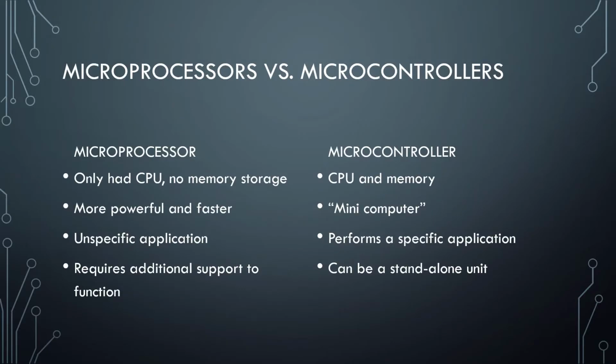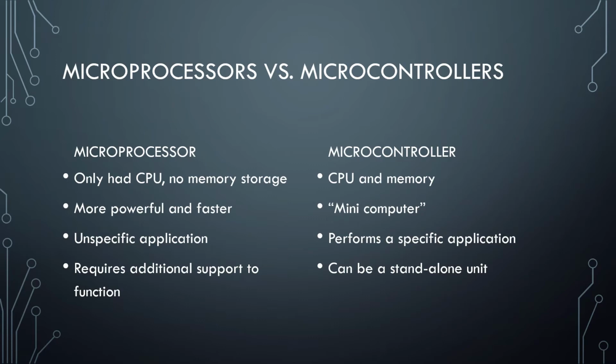So throughout this course, you'll see the terms microprocessor and microcontroller thrown around a lot. I want to take a look at these so we can differentiate between the two. Microprocessors only have a CPU, so they are just part of a system. They can be very powerful and very fast, but they don't perform any specific task. They're doing all these calculations and all this thinking. They're essentially the brain of the computer, but they do need additional support to function.